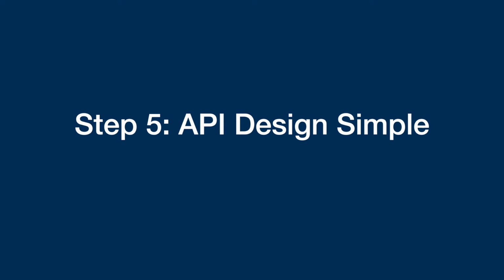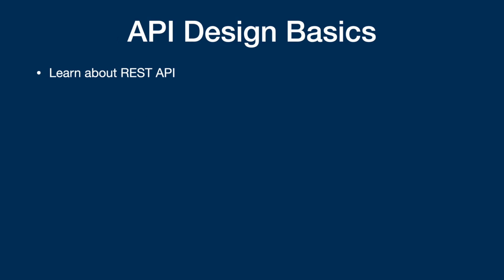Step 5. Now that you know how to build a very simple API, you want to know about some of the design principles that a simple API should have. So you want to learn about what a REST API is. REST is a particular kind of specification for APIs. Most of the APIs you find on the web are going to be REST APIs. So you want to know what makes an API a REST API and how it works.